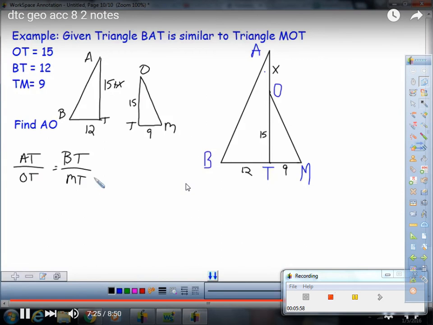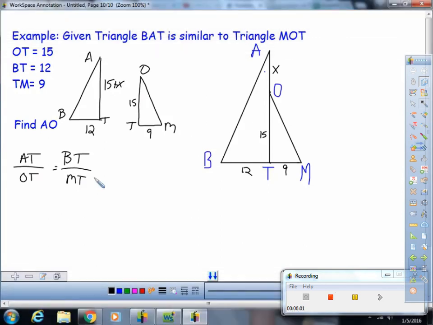So we'll fill in what we got. You got 15 plus x is to 12, like, oh shoot, that should be to 15. It's still going to work just fine. I basically said AT over BT is OT over MT. It'll still work out to be the exact same answer, okay? I just used a different proportion.